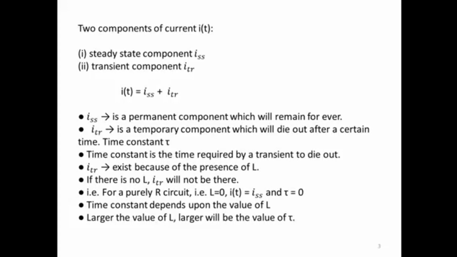Now basically the transient exists because of the presence of the inductor. Obviously if there is no inductor, that is for a purely resistive circuit, the transient current ITR will be 0 and the total current will be simply equal to the steady state current, and obviously tau is also equal to 0. Therefore, the value of the time constant depends upon the value of L. The larger the value of L, the larger the value of tau. The smaller the value of L, the smaller the value of tau. If L is 0, then tau is 0.